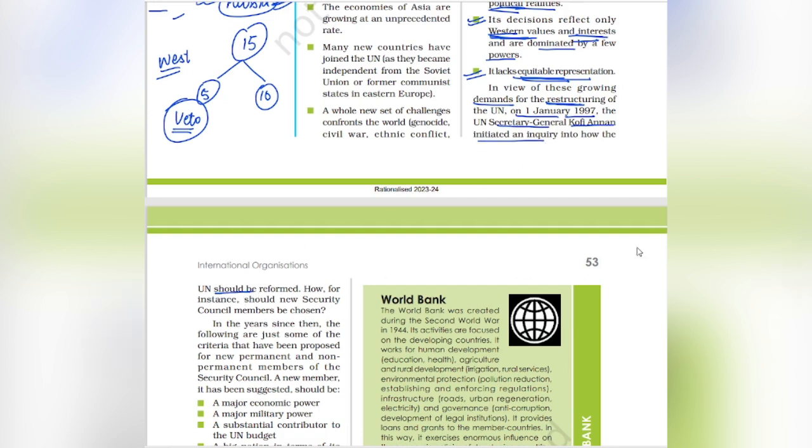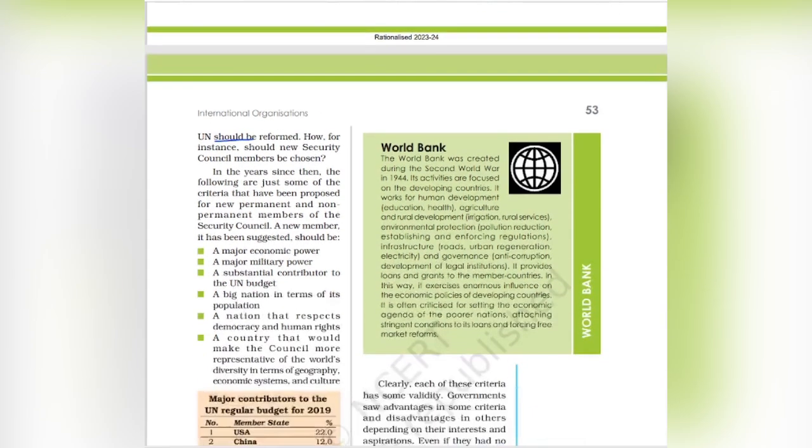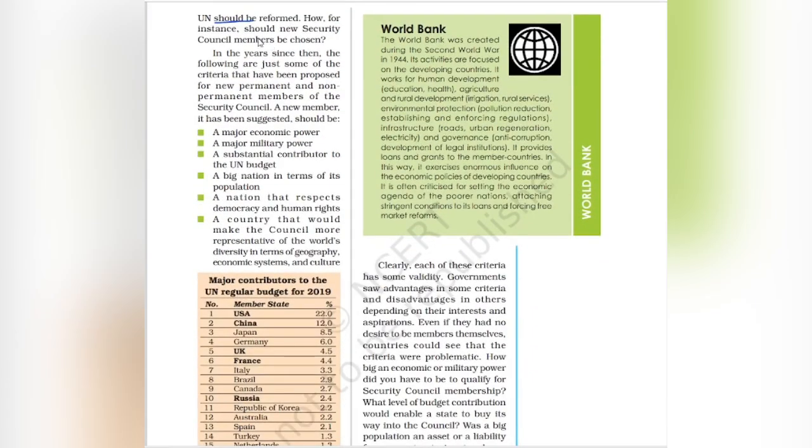So he basically set up an inquiry to see what kind of changes can be introduced in the Security Council, and for instance, how new Security Council members should be chosen. They just wanted to know on what basis. We cannot make each and every country a member of the Security Council. If we have to add new members, then there must be some points that need to be fulfilled by every country to be a member. There has to be some eligibility criteria, right?